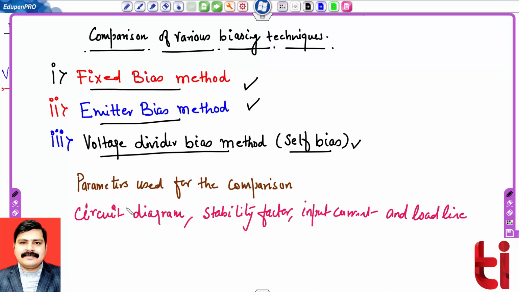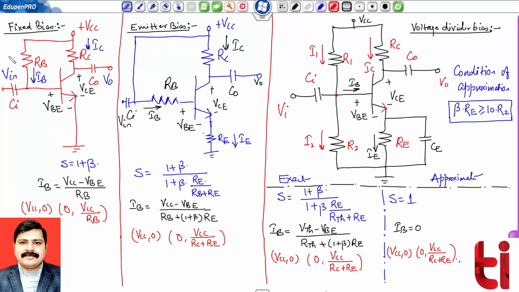For the comparison purpose, we have selected the following parameters: the circuit diagram, stability factor, input current, and the load line. First method is the fixed bias. This is the circuit diagram where this resistance RB and this VCC, these two are being used as biasing elements. However, in case of emitter bias, an additional feedback resistance RE is used.